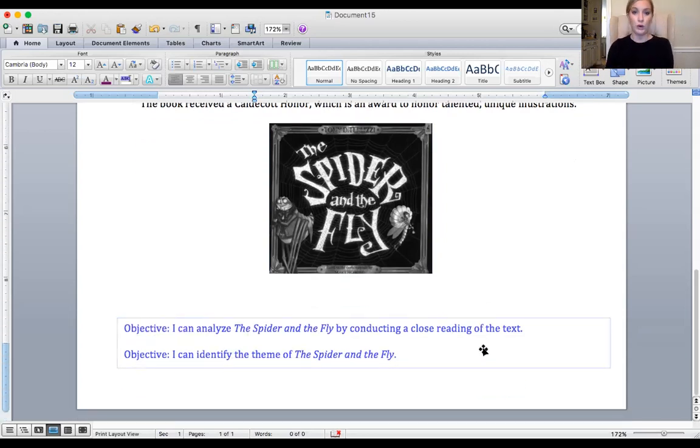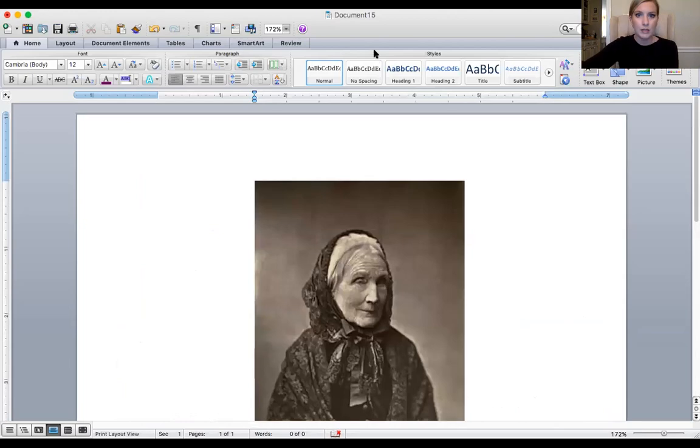We have two objectives while reading this poem today. The first objective is I can analyze The Spider and the Fly by conducting a close reading of the text. So we're going to break it down and try to find the deeper meaning. Objective number two, I can identify the theme of The Spider and the Fly. Okay? If you recall, the theme is the moral or the lesson to be learned at the end of the story. So those two things, we're going to analyze the poem, and we are going to identify the theme of the poem. Okay, I'm going to stop sharing my screen there, and I'm going to pull up the poem. Make sure you have it in front of you.